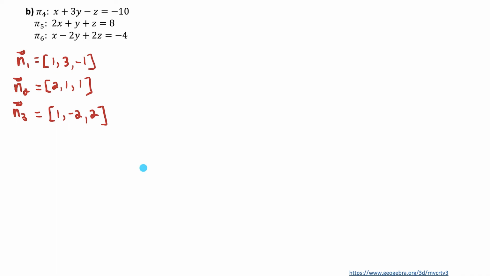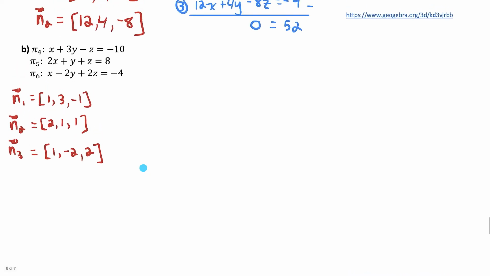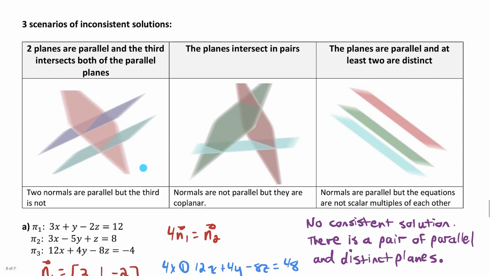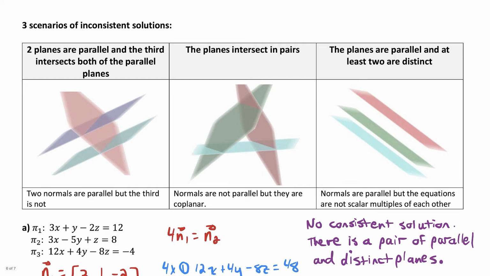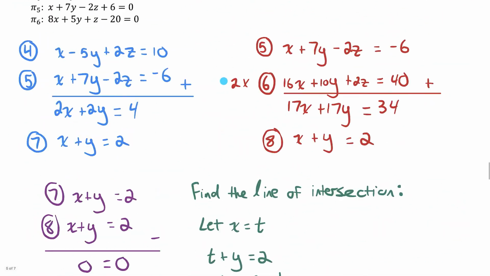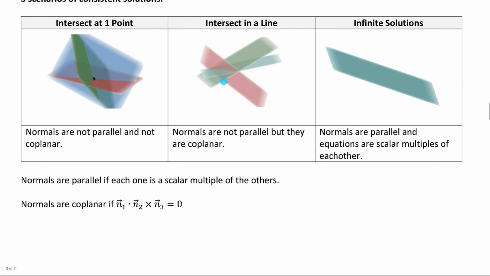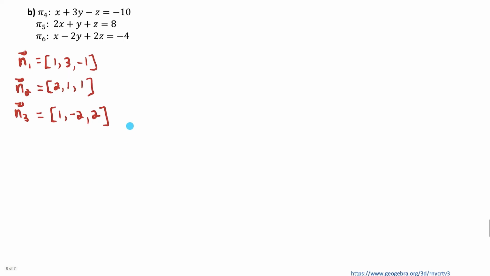So that tells me we have one of a few scenarios. If none of the planes are parallel, it could mean that we have this scenario here where they intersect in different pairs of lines, but those lines never intersect. Or it could be one of our earlier scenarios where we have a point of intersection or a line of intersection. So we're going to have to start trying to solve and just see what happens.